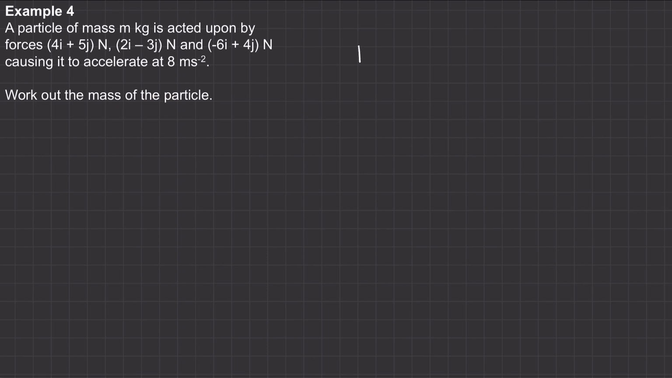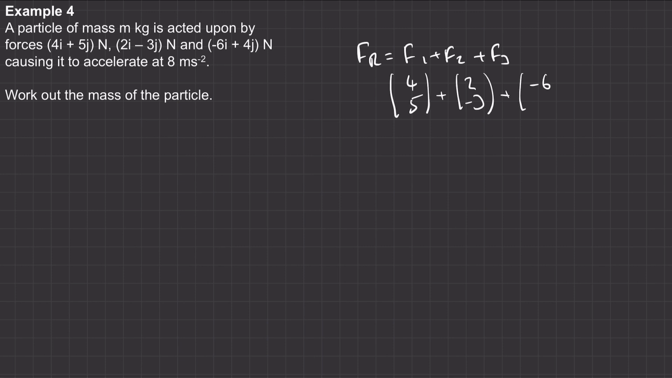So rather than drawing a diagram, we can just say that the resultant force will be the sum of the 3 forces. So we'll use these in column vector form. So (4, 5) plus (2, minus 3) plus (negative 6, 4). We'll add up the i components. So 4 add 2, take away 6, which gives us 0 in the i. And for the j, 5 take away 3, add 4, which gives us 6 in the j. And this is in newtons.